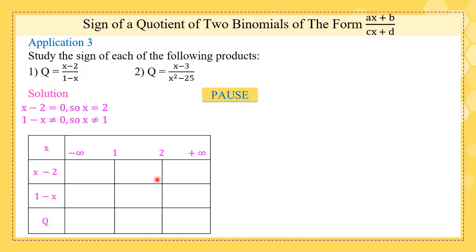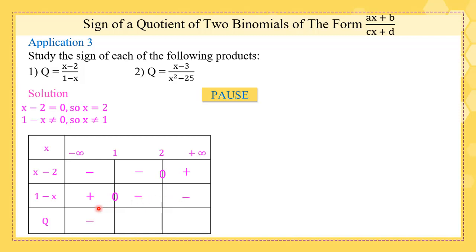X minus 2 is 0 at 2. Before the root, opposite sign of a, which is positive, so we have negative signs. After the root, same sign as a is positive, so we have a positive sign. 1 minus x is 0 at 1, so put a 0 at this column. Before the root, we have opposite sign of a, which is minus 1, the coefficient of x, so we have a positive sign, and after the root, the same sign as a, so we have negative signs.